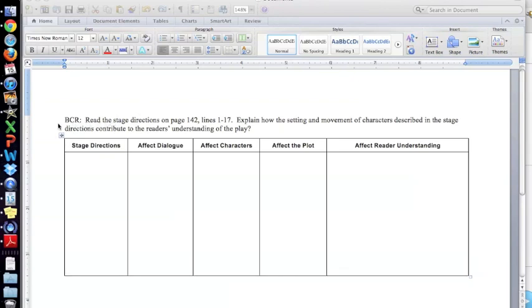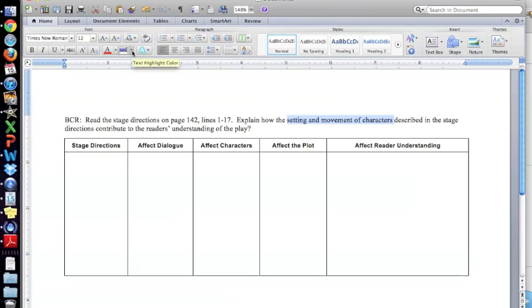So here we go. The BCR question says, read the stage directions on page 142, lines 1 through 17. Explain how the setting and movement of characters described in the stage directions contribute to the reader's understanding of the play. So the first thing I'm going to do when I'm looking at this question is look at the important words. Explain how the setting and movement of characters, I'm going to highlight that piece. Those are the two things I'm going to look for in the text. That's what I'm going to have to be able to explain.